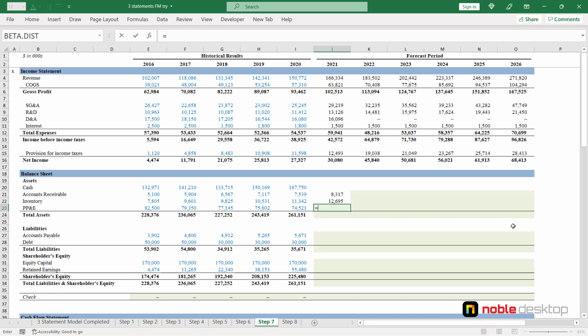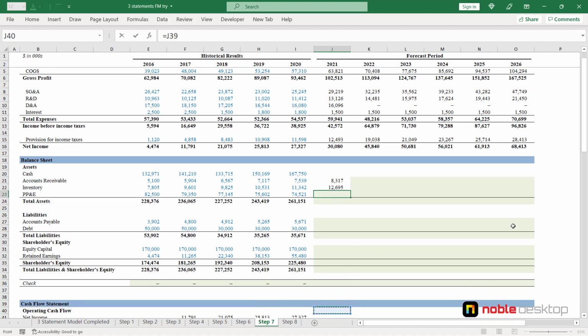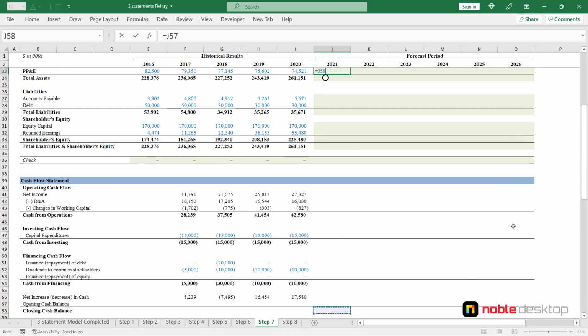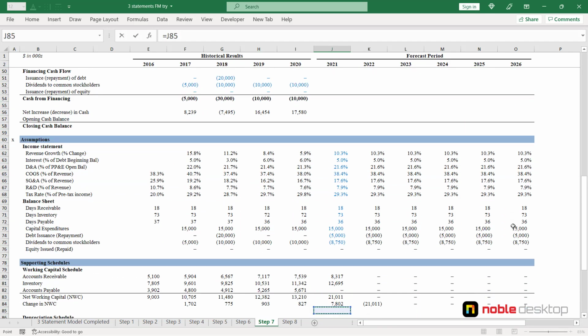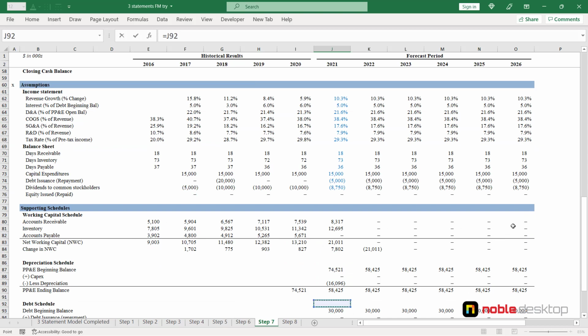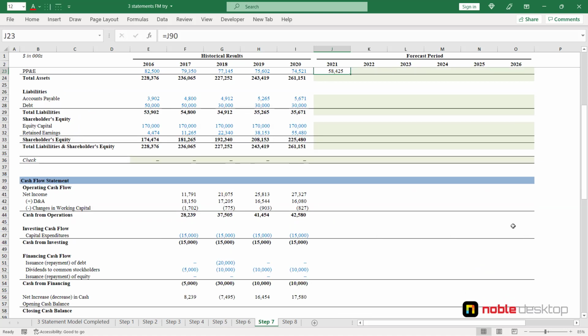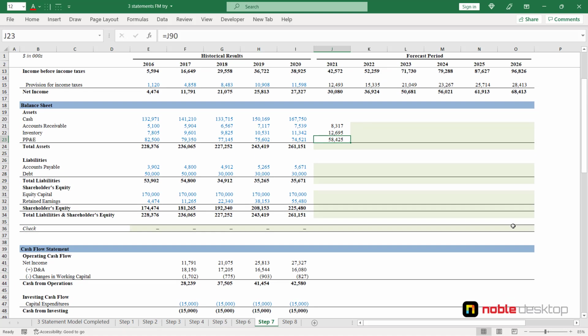And for PP&E ending balance, I'm going to go into my supporting schedules all the way down in row 90 and grab PP&E ending balance from here. Then my total assets are already calculated in the previous year, so I will just fill this formula to the right so it flows correctly.